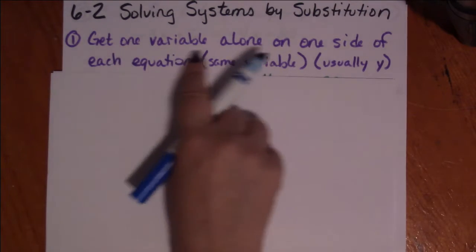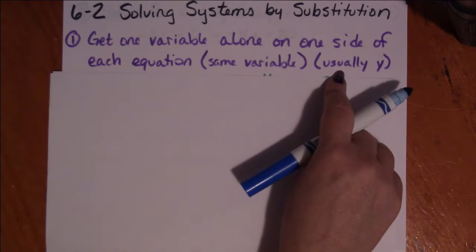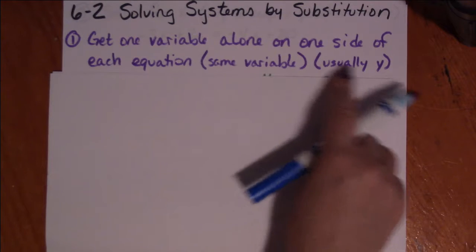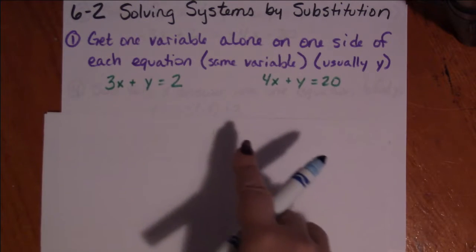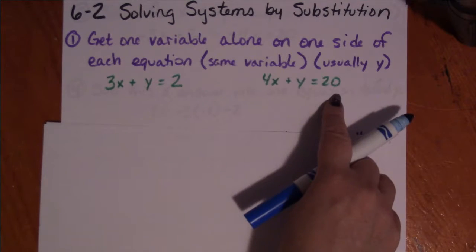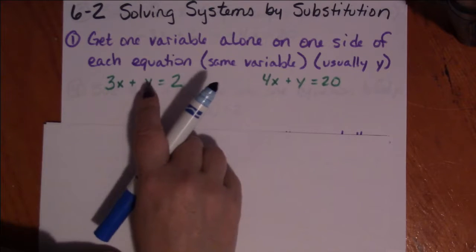Step 1, the first thing we're going to do is get one variable alone on one side of each equation, and you want that to be the same variable. Usually it's y, but it doesn't have to be. So, for example, if we started with these two equations, I would want to get y alone on each side.